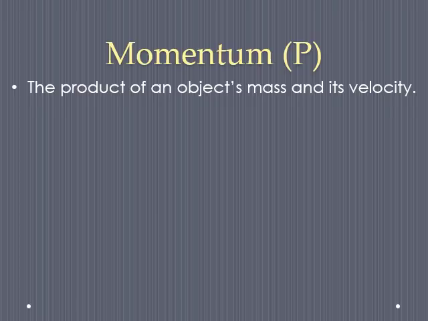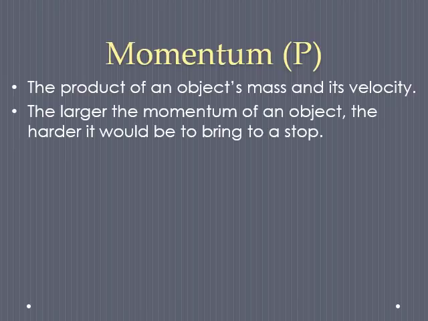Momentum could be defined several different ways. The technical definition would be the product of an object's mass and its velocity. So you should have a sense that the size of the object and how fast it's moving are what are going to contribute to its momentum. But an easier way of thinking about it, for me at least, is that objects with a lot of momentum are harder to bring to a stop. So if you picture yourself physically trying to stop an object, something with a lot of momentum is going to be hard to stop, and something with a little momentum will be easy to stop.